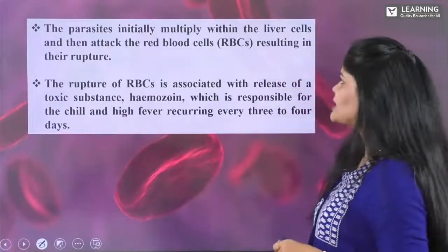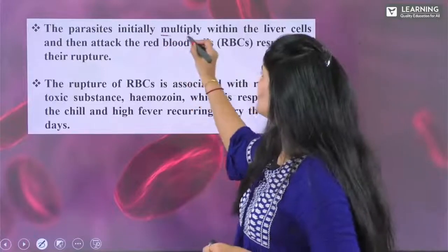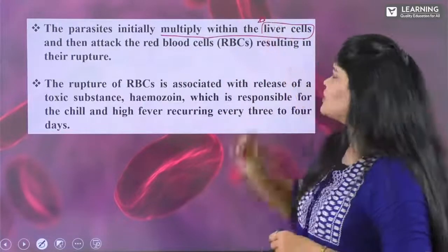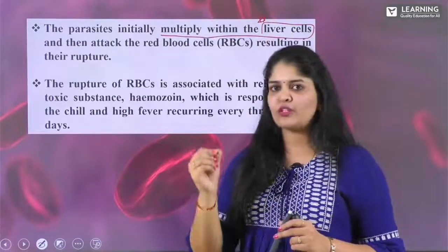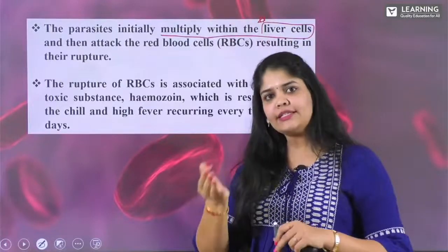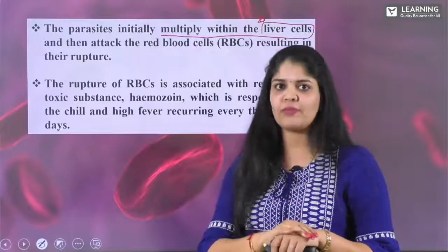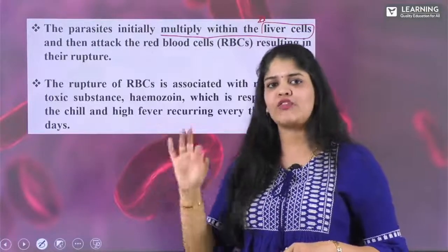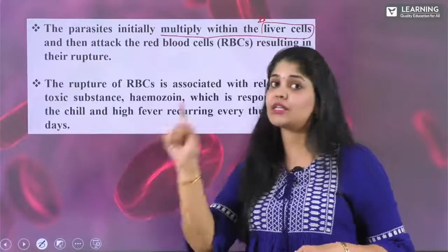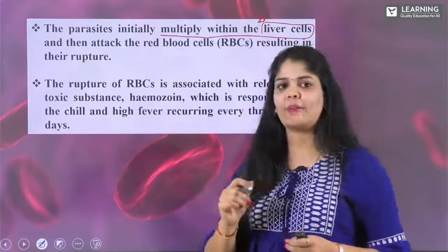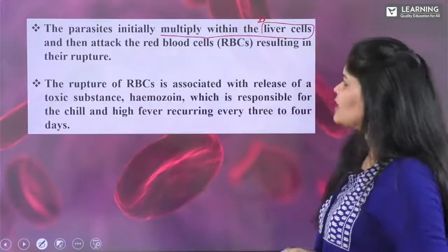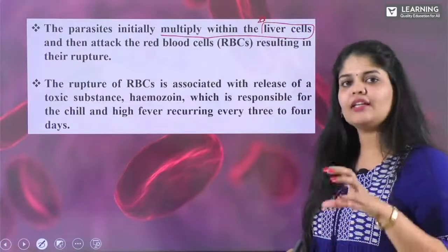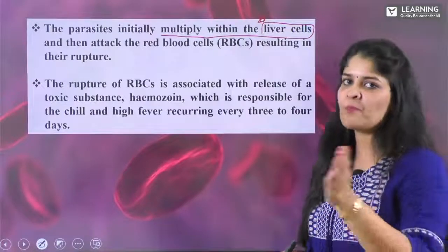Here, the parasite initially multiplies within the liver cells. This is very, very important. First, soon after the bite of the mosquito, the sporozoites enter the bloodstream. From the bloodstream, through the blood circulation, they reach the liver cells. The first spot where they reach is the liver cells, which we also call hepatocytes. And now, in the liver cells, it undergoes multiplication, which leads to an increase in the number of the parasite.